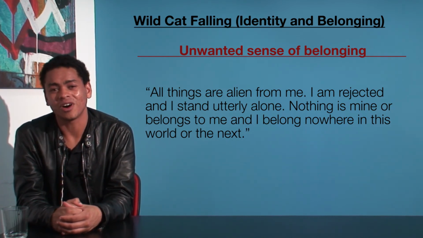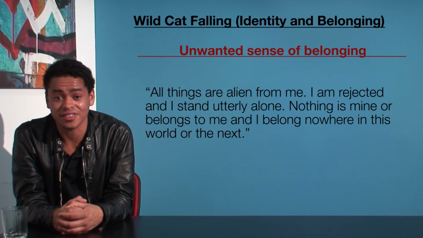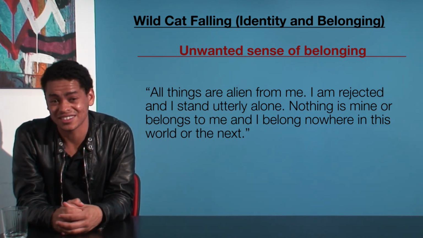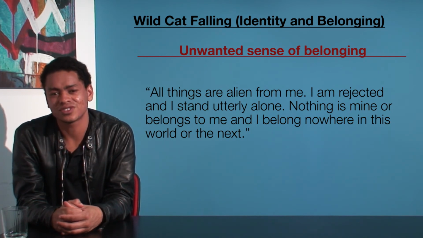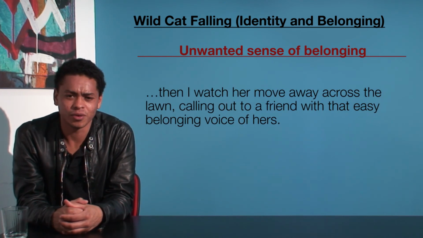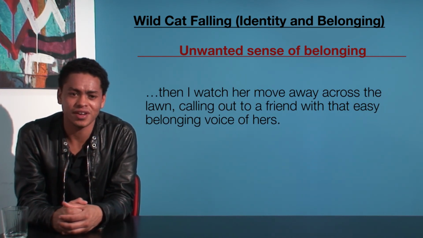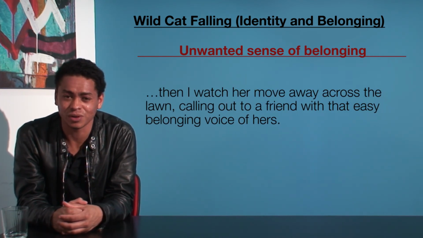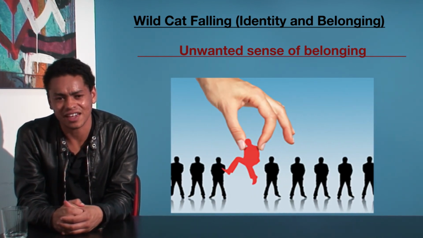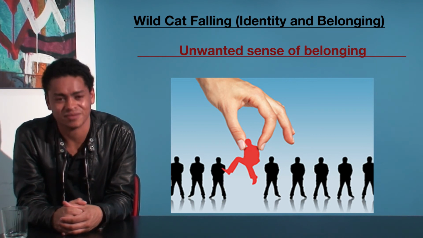Furthermore, the protagonist's offhand comments about the capacity for others to belong effortlessly emphasize his true desire for that sense. In particular, he is struck by June's capacity to fit in. "Then I watch her move away across the lawn, calling out to a friend with that easy, belonging voice of hers." June effortlessly achieves the belonging that the protagonist cannot, but secretly wants.